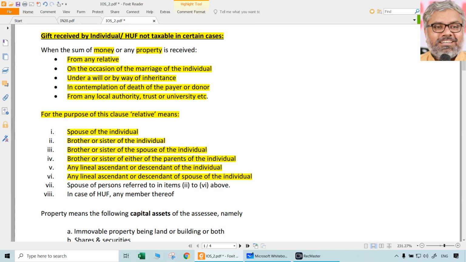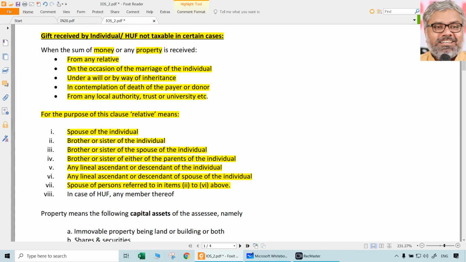And not only that, the spouses of the persons referred to in items 2 to 6 above are also relatives. Spouses of persons referred to in 2 to 6. Why not 1? Because the spouse of the spouse is the assessee himself, or herself, right? So that doesn't make sense. The spouse of the spouse is the same person. So that is why 1 is not required to be included in this point number 7. All those persons' spouses also are relatives.